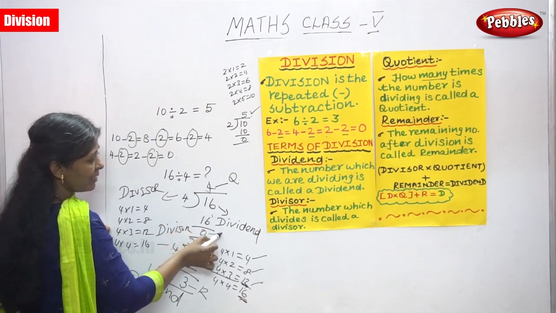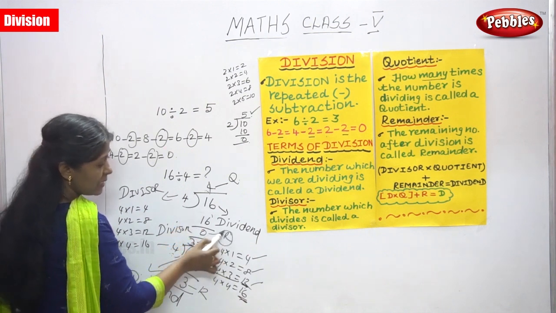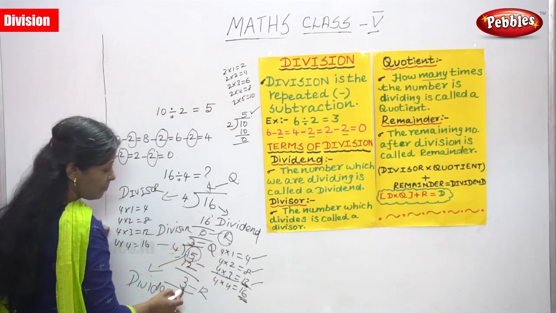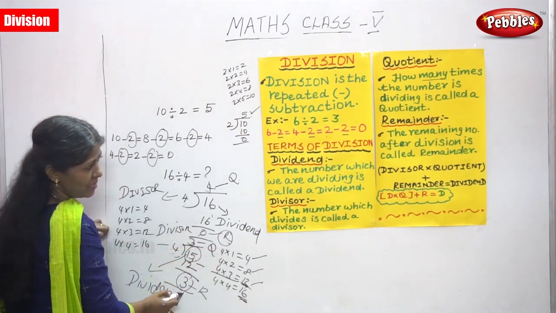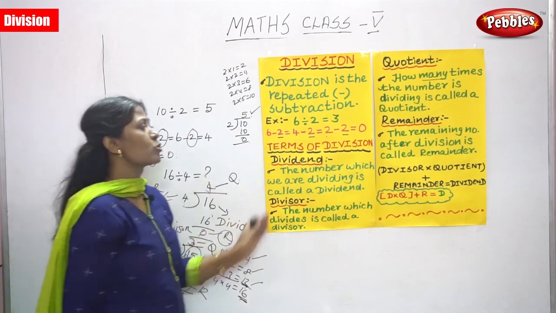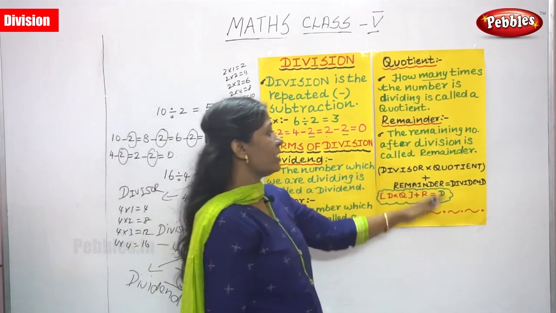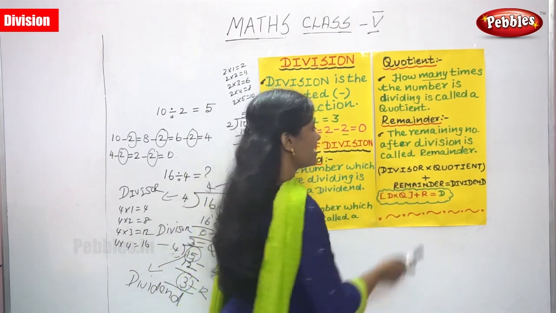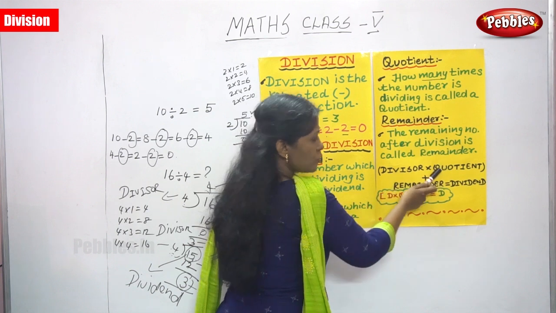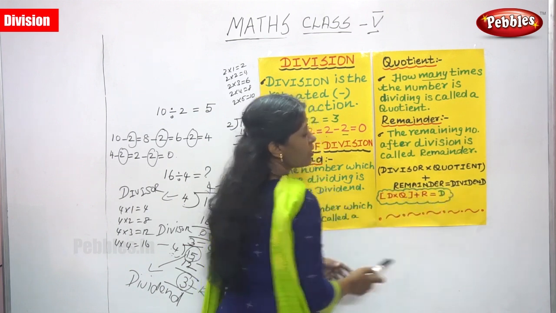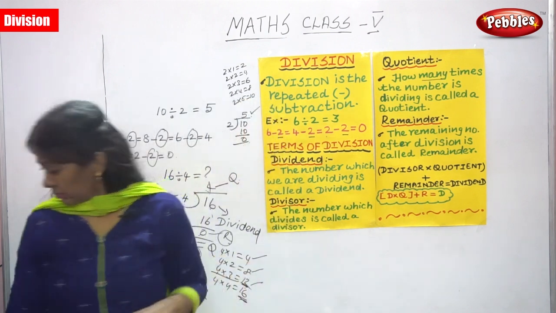In this sum 16 divided by 4, we get 0 as the remainder. In this case 3 is the remainder. So now I think you understand the terms of division. Finally we will go to the major and important formula, that is divisor into quotient plus remainder, we will get dividend.